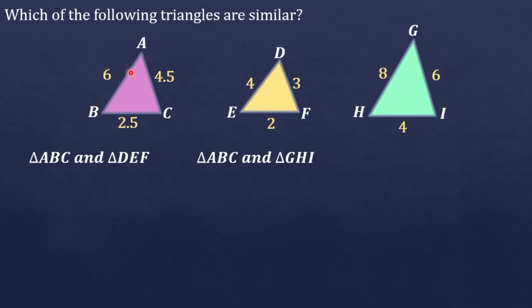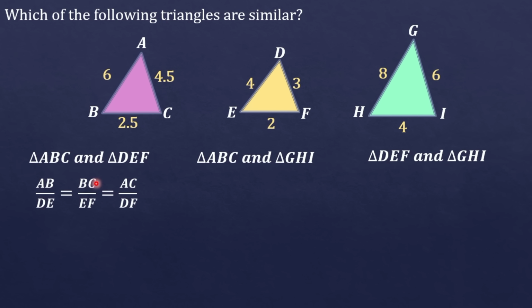Let's have triangle ABC to triangle GHI. And then triangle DEF to triangle GHI. So, meron tayong 3 pairs dito. Let's try number 1. We have triangle ABC to DEF. Lagay natin po yung kanilang corresponding side. So, we have 6 over 4 is equal to 2.5 over 2 is equal to 4.5 over 3.